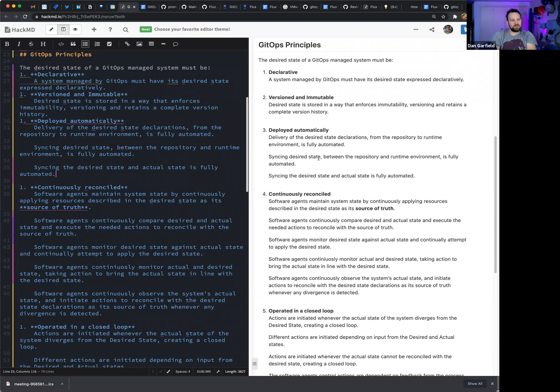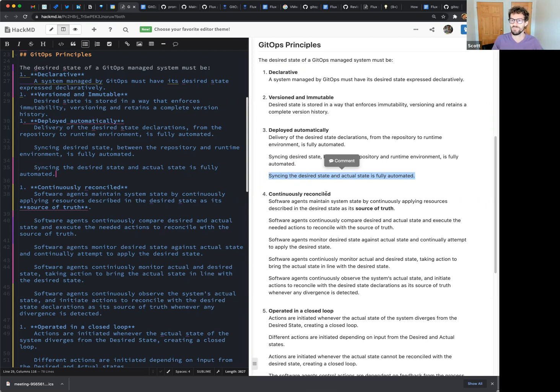What do you think about this last line idea of syncing the desired state and actual state is fully automated? I don't like it, sorry. You can say you don't like it. I'm concerned that this will be confused with reconciliation itself.